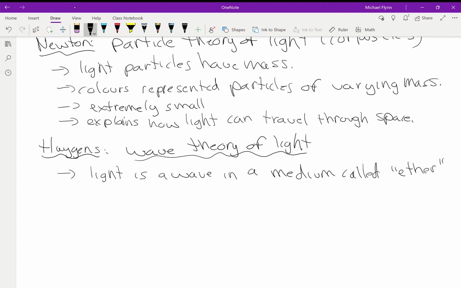This was a real weakness in his theory because no one could measure the ether at the time, and no one's ever been able to measure the ether to this very day. The simple reason is it doesn't exist. But that doesn't mean Huygens is totally wrong. We'll get to that later. Different colors, for Huygens, means different wavelengths. So that's very different from Newton's explanation, right? Anyway, that's basically it.